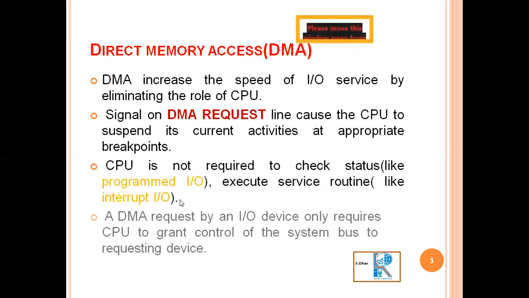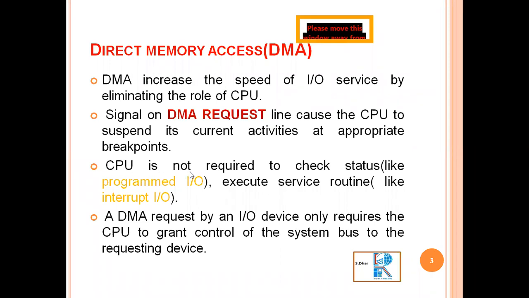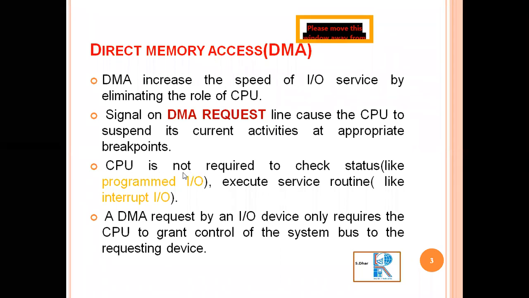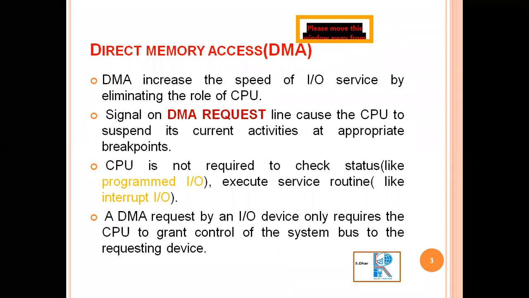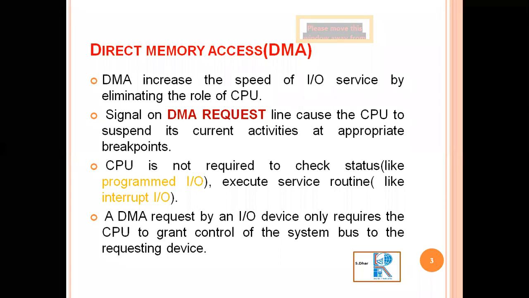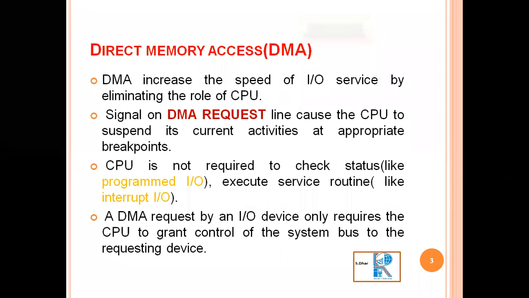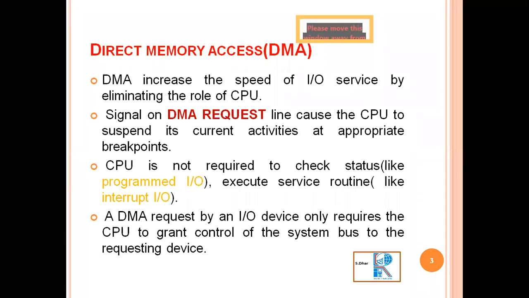Clear? Now, in this case, the CPU is not required to check the status. In programmed IO, you know that after some time the CPU has to check the status. That means after a period, the CPU has to check whether the IO device is ready to transfer the data or not. Every time the CPU has to check the status of the IO, and that is time consuming. So obviously the performance of the CPU will go down if programmed IO is used.